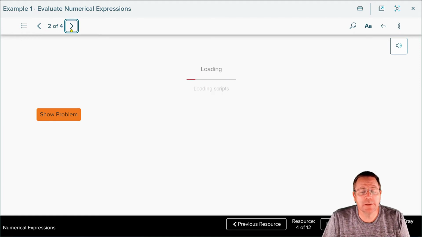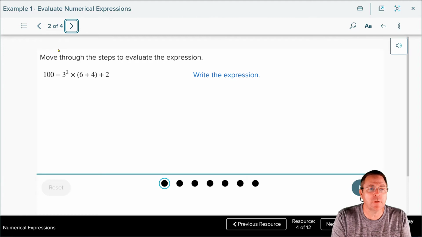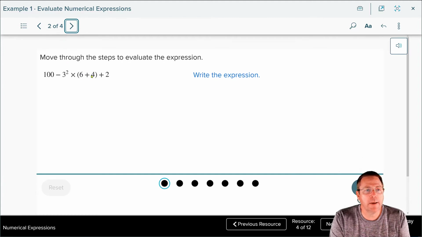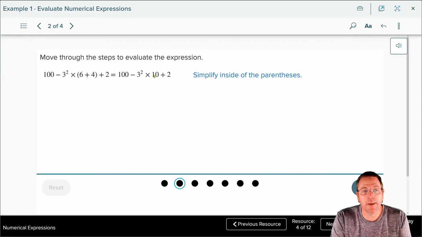And the P stands for parentheses. So on that problem, we need to look for any parentheses that have operations inside of them and solve those parentheses. And we have that right here in the 6 plus 4. That's located inside parentheses. So we're going to take care of that 6 plus 4 first, and you can see right there 6 plus 4 became this 10 right here.